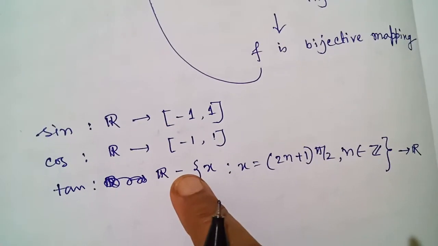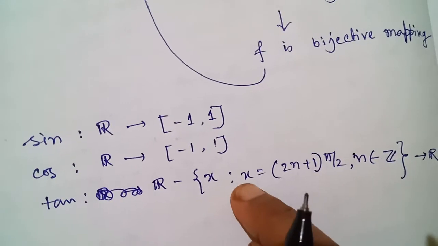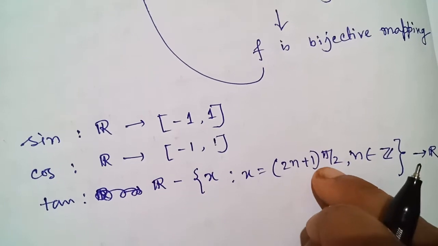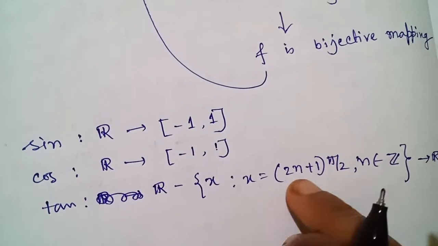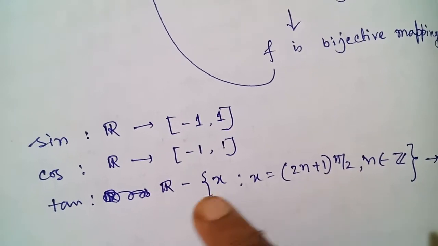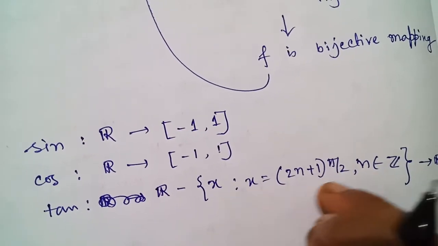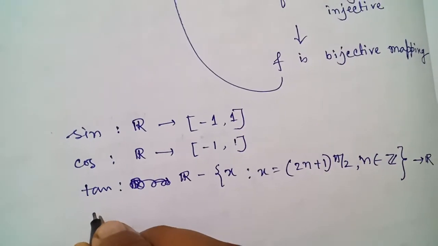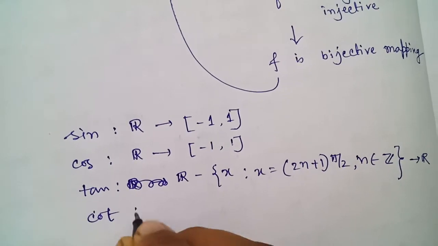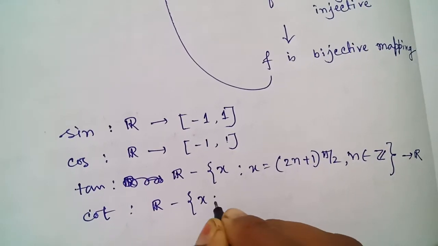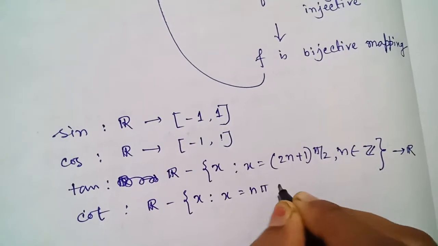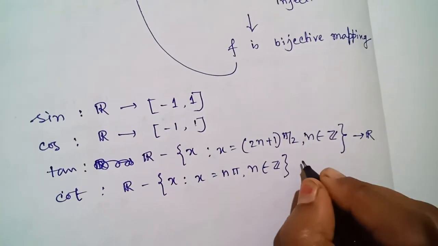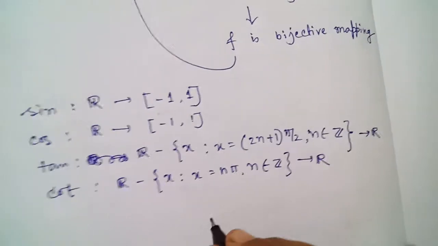Why is this subtracted from the domain? Because you all know that for tan, at all multiples of 90 degrees, tan will have an undefined value. That's why we have to subtract all those points from the domain. Coming to cot, similarly some of the points have to be deleted. What I am writing over here is x equals n pi, and the range is R.